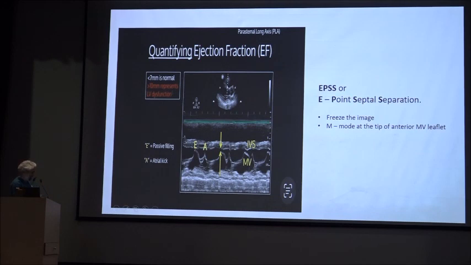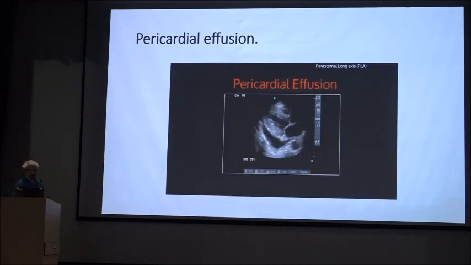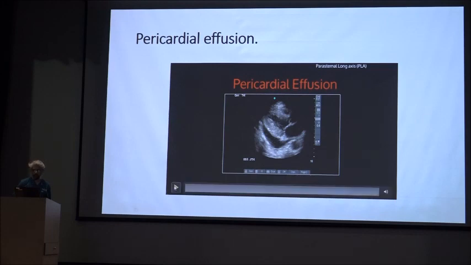So in EPSS, what we do is we measure the distance between the interventricular septum and this passive filling part of the mitral valve. If it is less than 7 millimeters, it is a normal heart. More than 10 millimeters, it represents LV dysfunction. So these are a few videos depicting the things we can pick up in the parasternal long axis view.